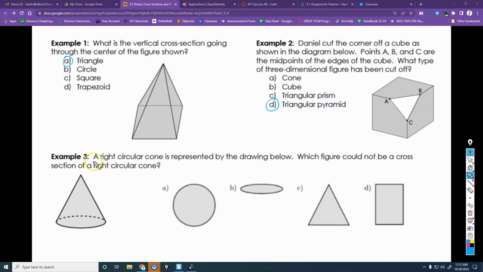Okay. Number 3 is, to me, even trickier than any of the ones we've done so far. A right circular cone is represented by the drawing below. Here's our cone. Which figure could not be a cross section of a right circular cone?